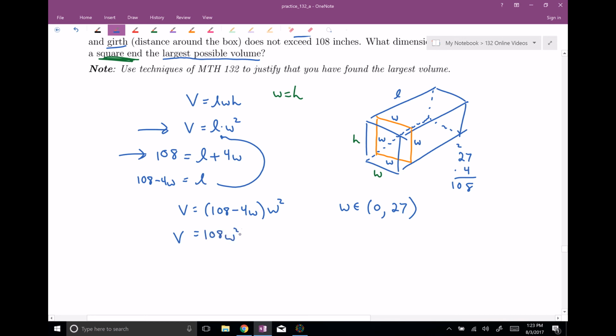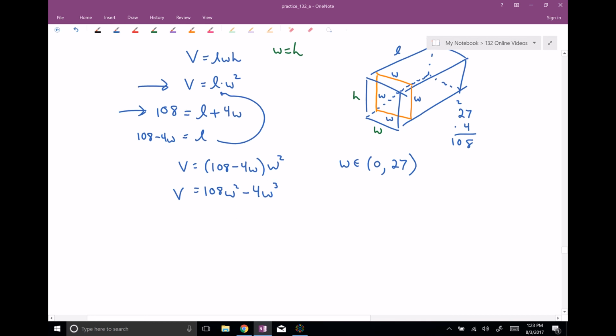So let's go ahead and expand this out a little bit. And right, this is going to help me. So back here, I'd have to use the product rule. If I distribute those W squareds, now I don't have to use the product rule. So I'm going to have V prime is equal to 216W minus 12W squared.